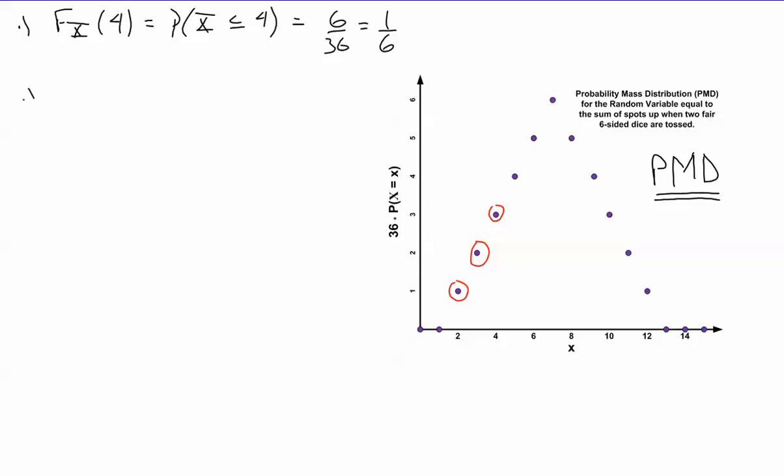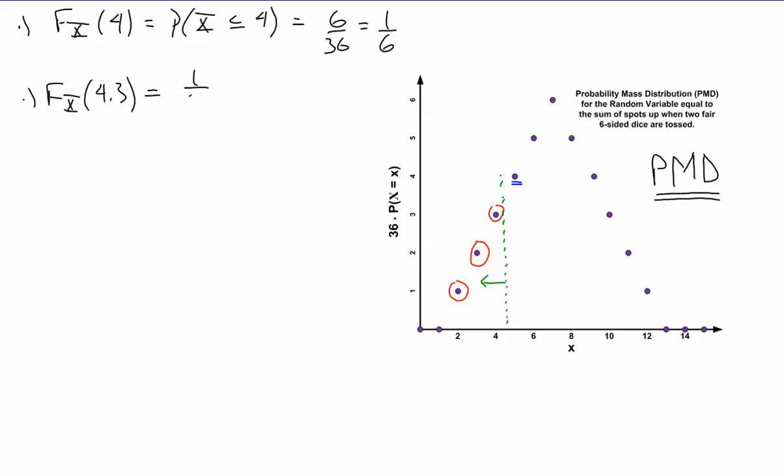What is the cumulative distribution function evaluated at 4.3? 4.3 would be about maybe right there. The cumulative distribution function is the probability of lying to the left of that value. Since I haven't gotten up to the point where I'm including 5 spots up, my cumulative distribution function evaluated at 4.3 remains what it was at exactly 4.